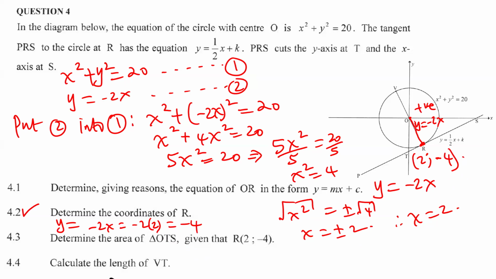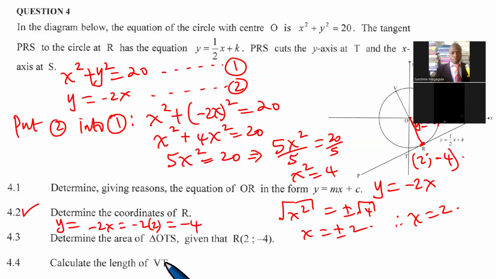So we continue to solve more problems. The coordinates of R are those. We continue to solve more questions. We have, at this point, the point R with the coordinates 2 and minus 4. And if this is the case, we have the following then.